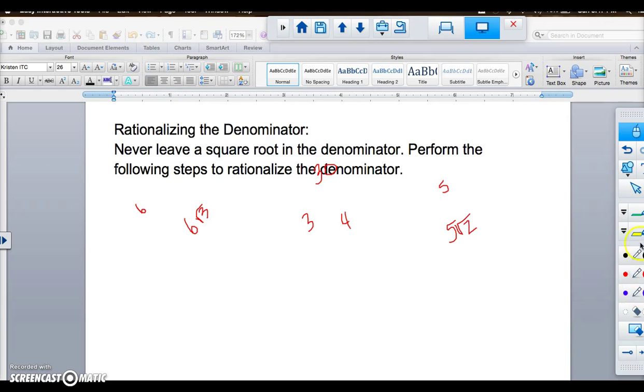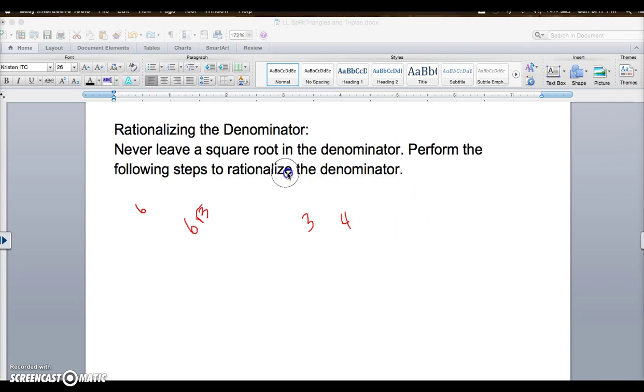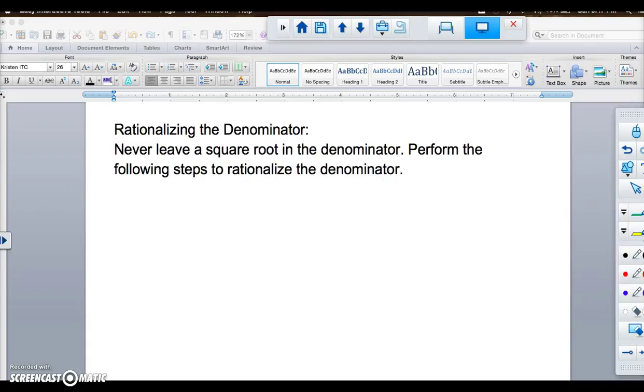Now let's talk about rationalizing the denominator. Let's get rid of this. I want you to write these notes in your learning log so that you have something to refer back to. Remember that you will not be allowed to use your learning log on the test for special right triangles, so this is something that you need to learn. Never leave a square root in the denominator.